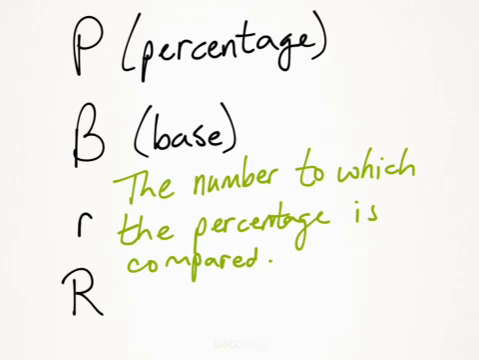The big B refers to the base. That's our big number. That's the number to which the percentage is compared. So we'll look at an example, but the base is going to be the largest of the three numbers you're going to be dealing with.